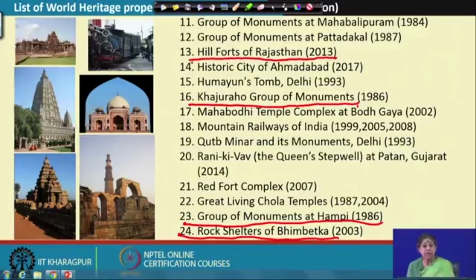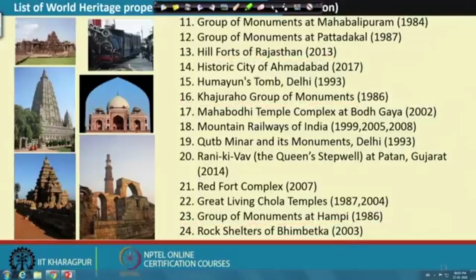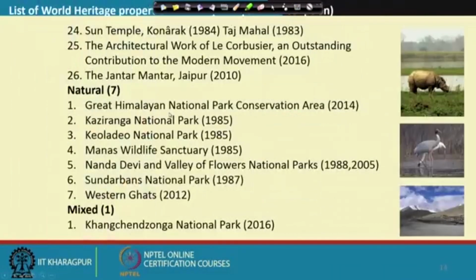This is a very interesting thing which is called serial nomination, the hill forts of Rajasthan. We will talk about that later on. So, you can see that there are varied types or varied groups and categories of the World Heritage Sites which are there. It continues.